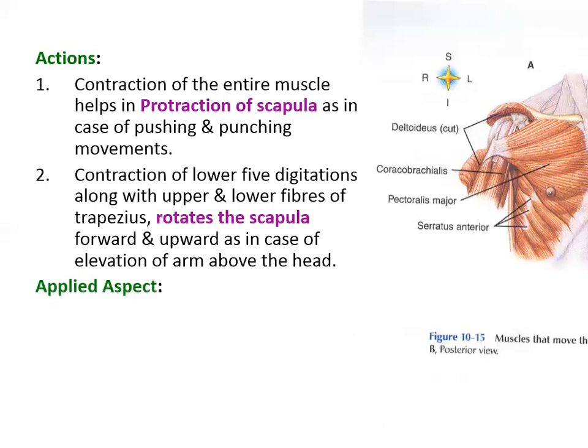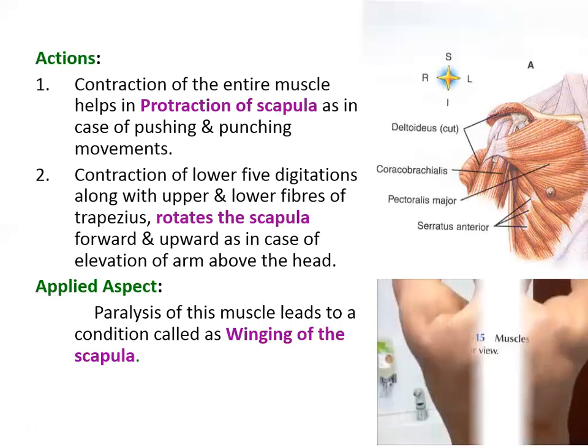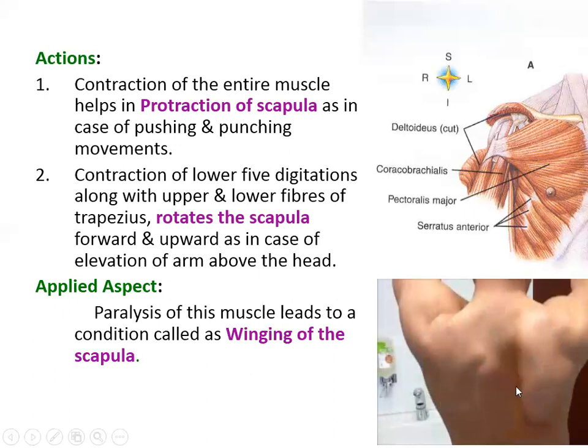How to check this muscle, the applied aspect? If you want to examine a patient in whom you suspect that this muscle is paralyzed because of damage to the long thoracic nerve, this leads to a condition called winging of the scapula. Paralysis of this muscle leads to winging of the scapula. So how do you examine this patient? Just ask the patient to lean on the wall and try to push or punch the wall.